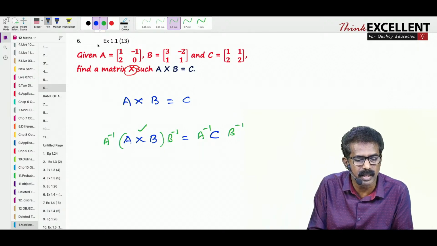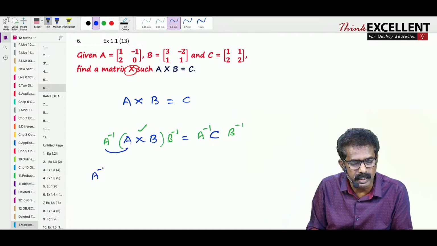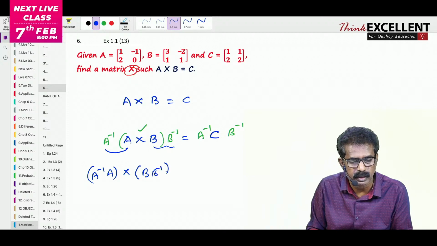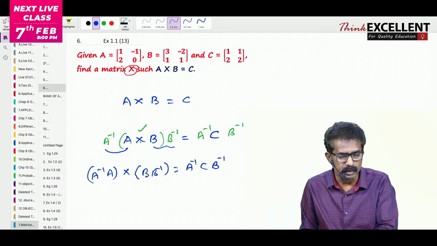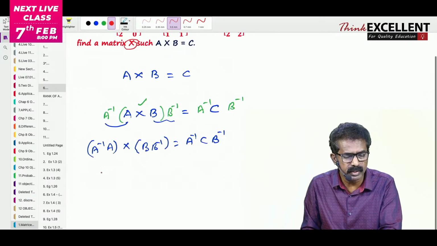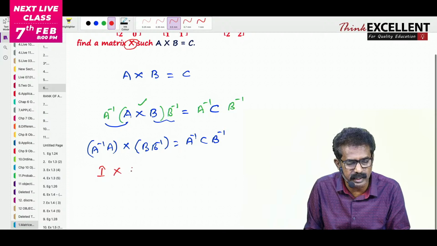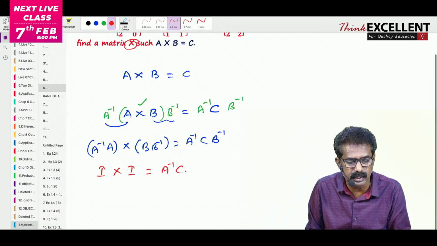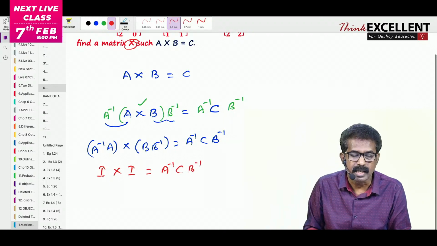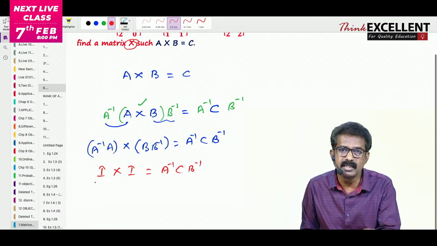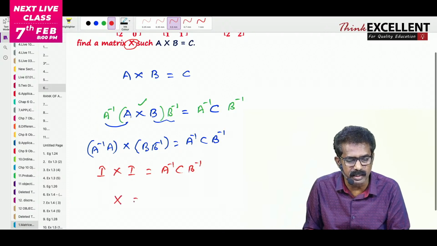அடுத்த ஸ்டெப்ல நீங்க என்ன பண்ணுவீங்க? அசோசியேட்டிவ். இந்த ரெண்டையும் கம்பைன் பண்ணுங்க. a inverse into a into x, இந்த ரெண்டையும் கம்பைன் பண்ணிருங்க. b into b inverse equal to a inverse into c into b inverse. a inverse into a is I into x into I. b into b inverse also I equal to a inverse into c into b inverse. I-ங்கிறது 1 தானே, 1 into x into 1, it is what? x only equal to a inverse c b inverse.